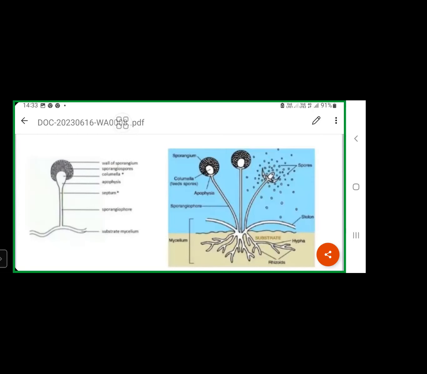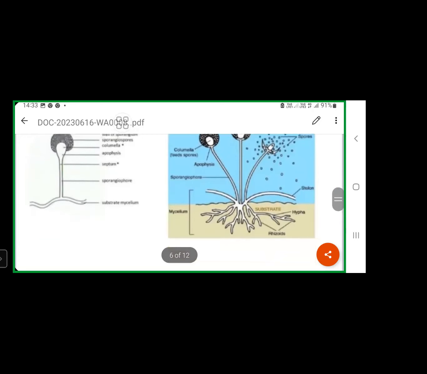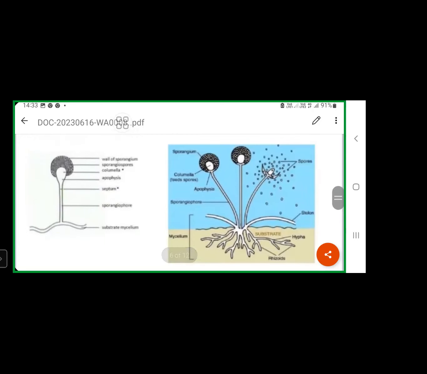Next, we will discuss reproduction. How does reproduction take place in Mucor? Actually, Mucor reproduces by three methods. One is vegetative reproduction, another is asexual reproduction, and the third is sexual reproduction.